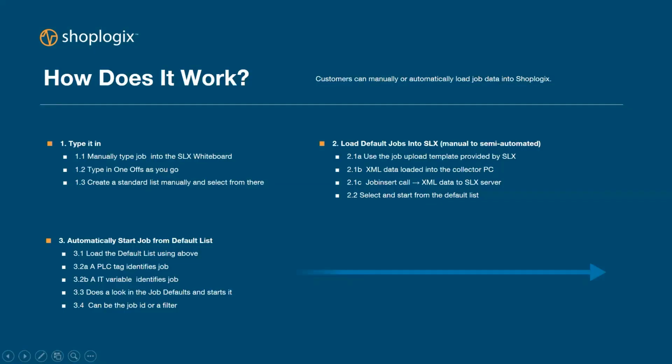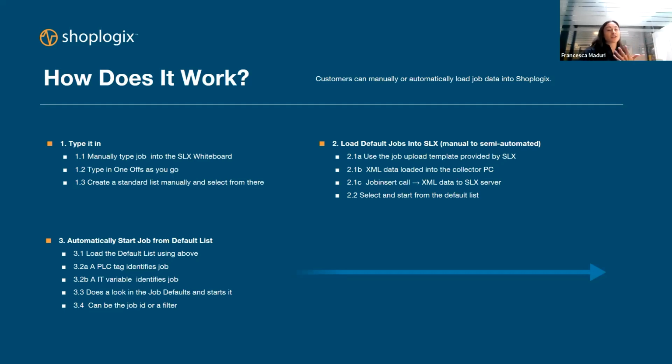Okay, so again, to recap, we covered the type of job details you can bring into whiteboard and analytics, and where you see the job information. Now, I know there are multiple ways you can get job data into Shoplogix. Can you walk us through some of these? Sure. The easiest way is to just type it in, because you can go to the whiteboard and say new job.